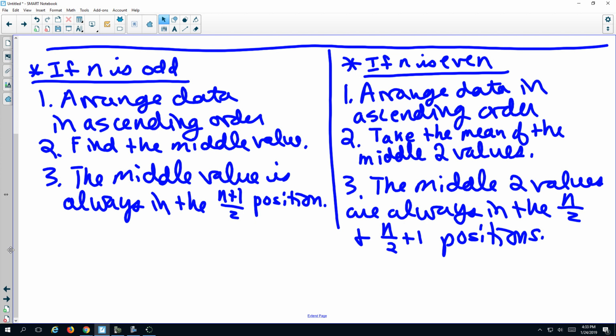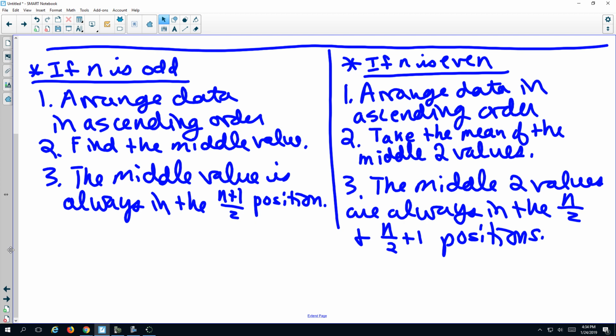So my second example had 6 values, so n would be 6. So my middle two would be in the n over 2 position. So what's n over 2 if n is 6? What's 6 divided by 2? 3. And then what's n over 2 plus 1? 4, right. So 3 plus 1 would be 4. So my middle two would be in the third and fourth positions, and that's where they were, right? And they happen to be 3 and 4 as well, and we got 3.5.